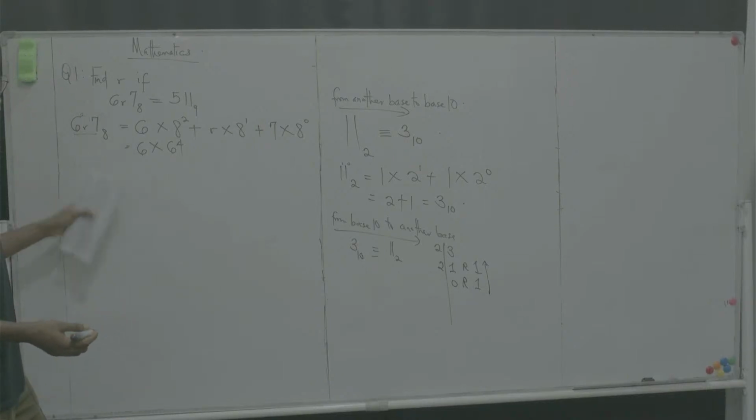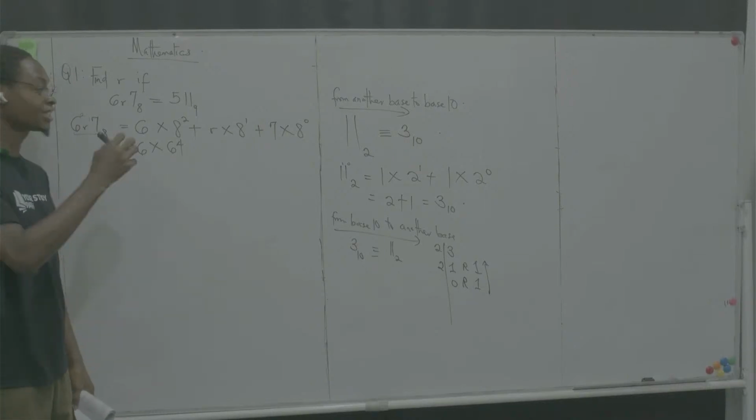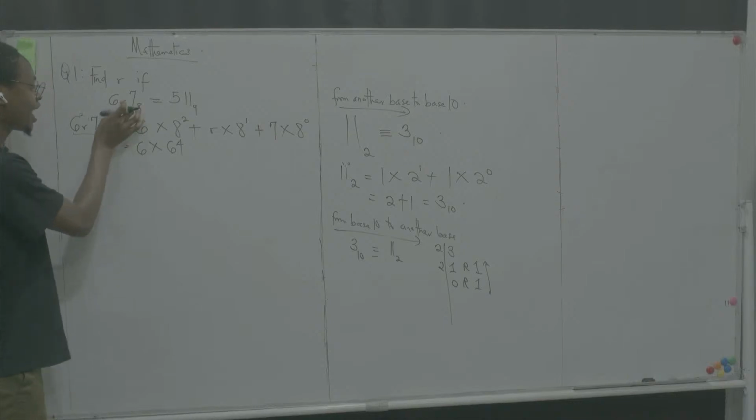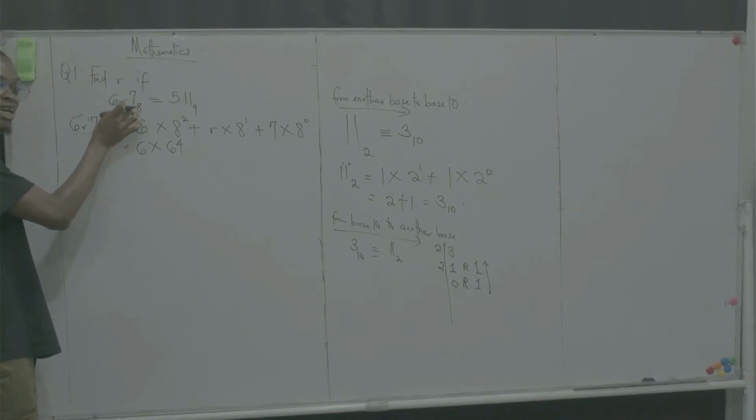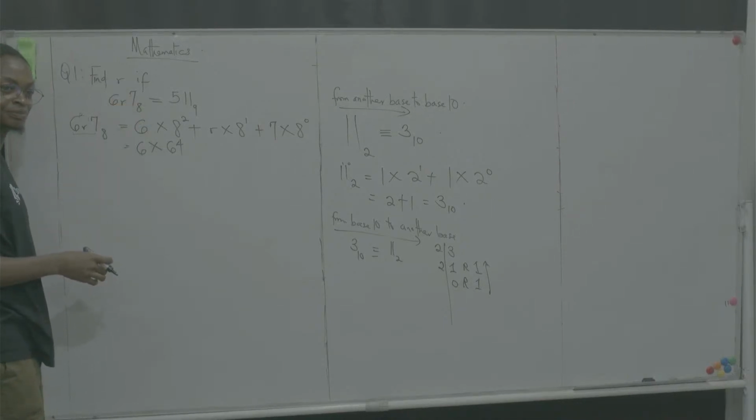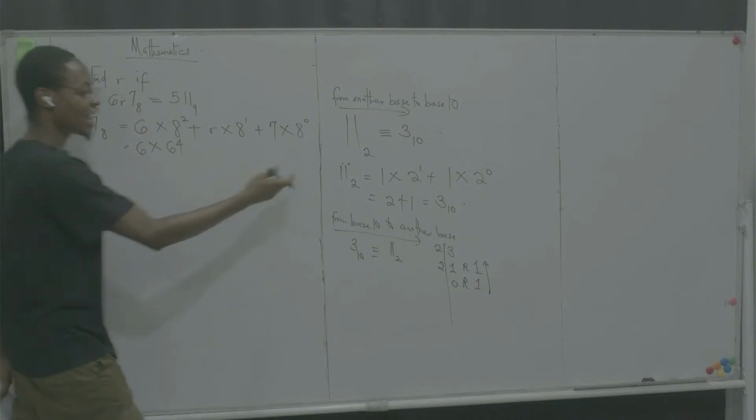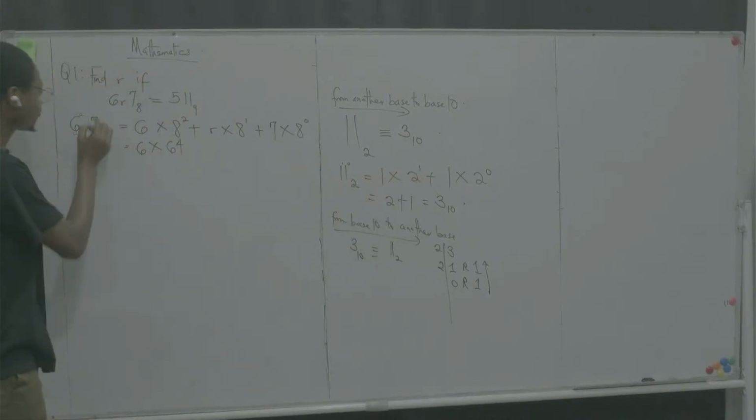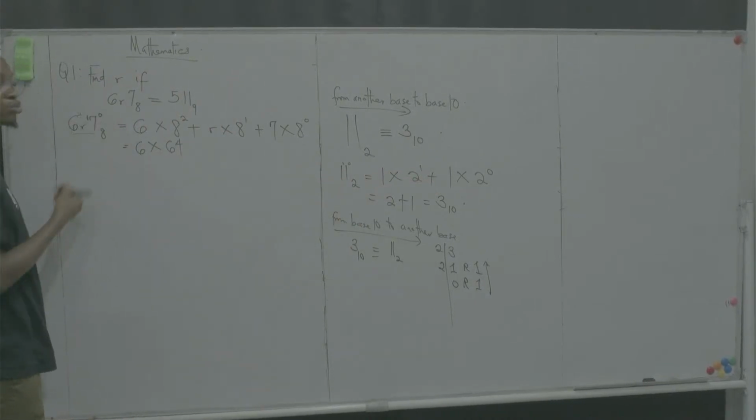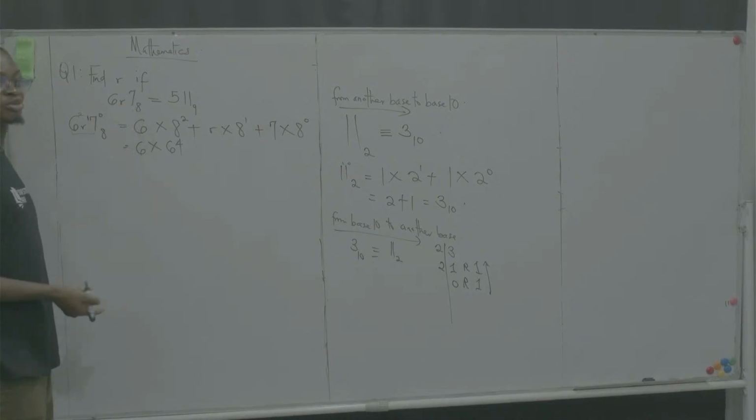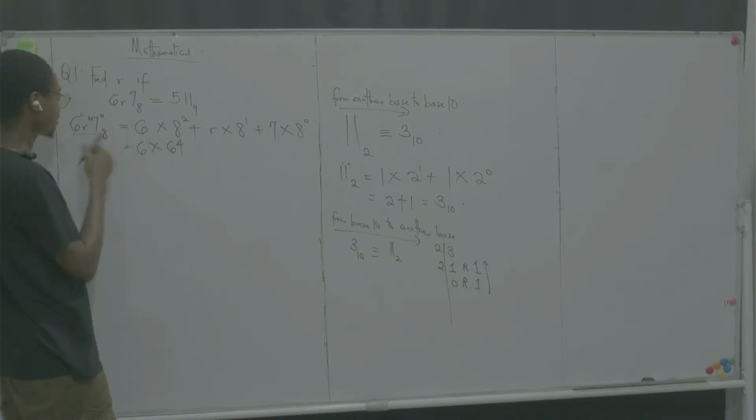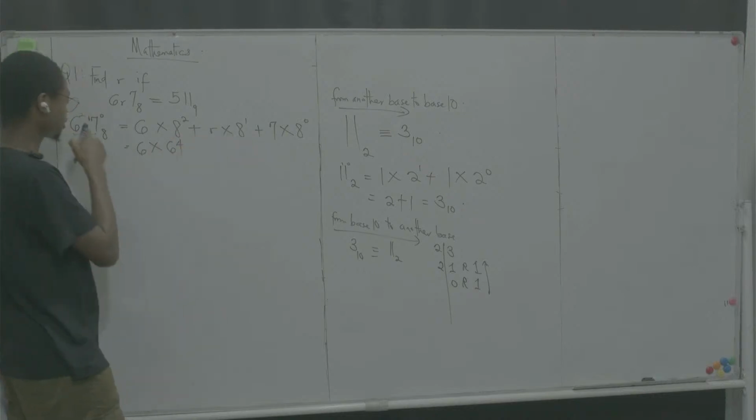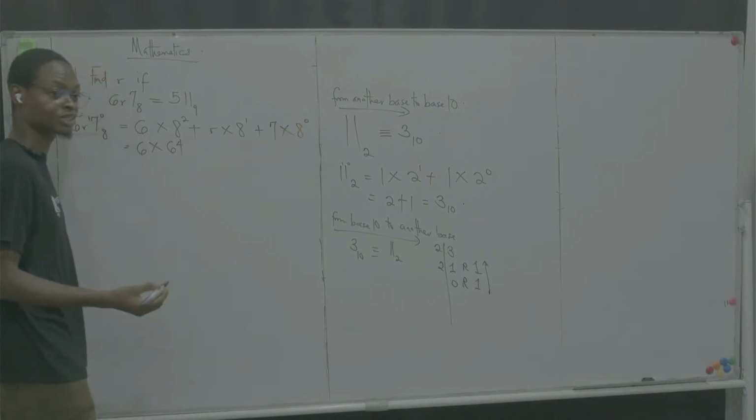So that's the same thing we are using for this question. In the case of this question, we have the variable r in the middle, so it still does not change how you carry out your representation. You start from the right: 0, 1, 2. In this case the base is base 8. So this will be 6 times 8 raised to power 2 plus r times 8 raised to power 1 plus 7 times 8 raised to power 0.